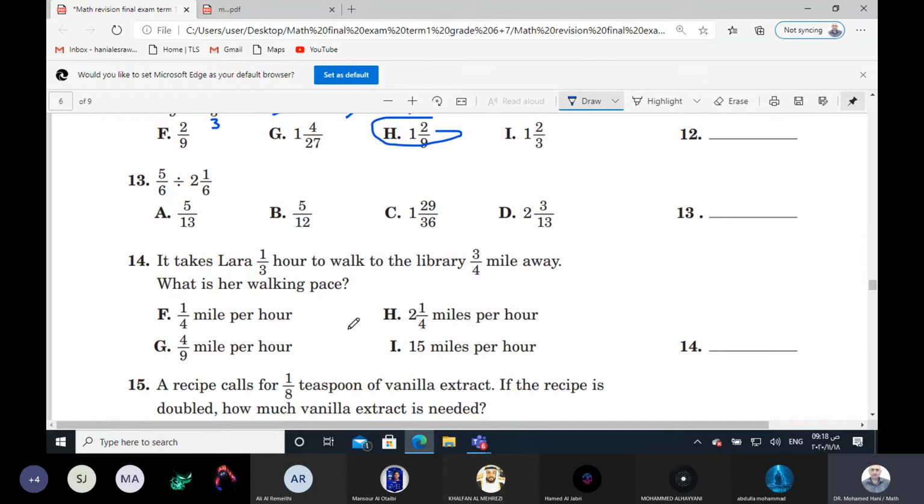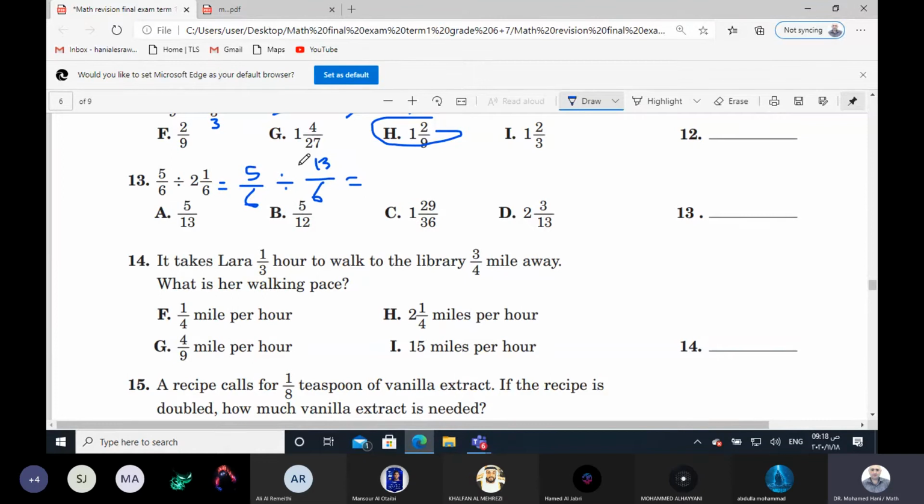Now here we have divide. Here we have a fraction and a mixed number. The first step: change the mixed number to a fraction. So write the same fraction here, the same operation here, then change it. 2 times 6 will be 12. 12 plus 1 will be 13 over 6.